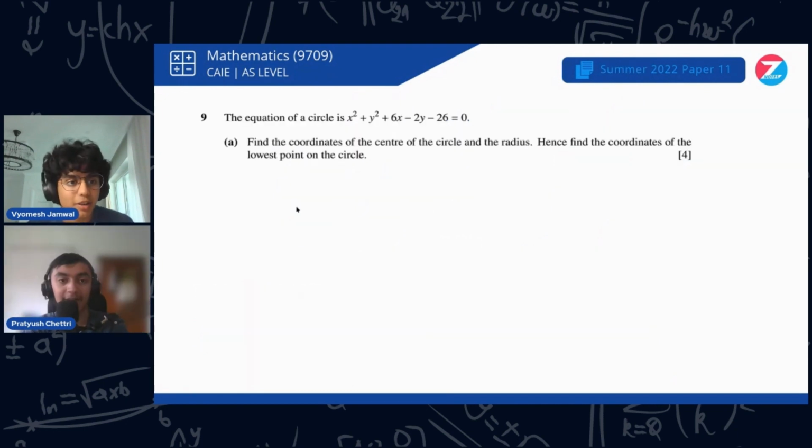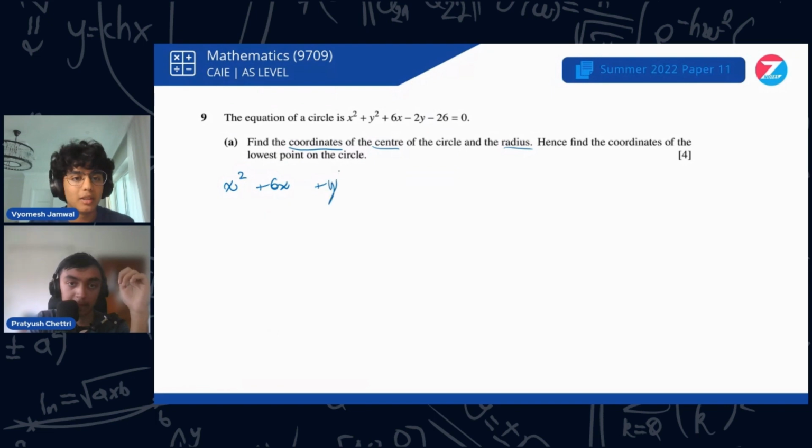Okay, so let me actually try to do this question. It shows that the equation of the circle is as follows. Find the coordinates of the center of the circle and the radius, and hence find the coordinates of the lowest point of the circle. This is what we did before. Remember, we have to convert it into the circle formula, so we're just going to write it in that form to make it easier.